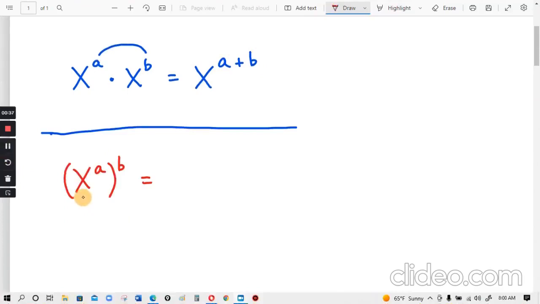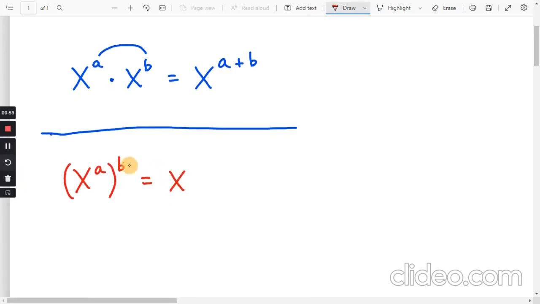Now, if you have a number raised to an exponent, and you raise that to another exponent using parentheses, then you just multiply the exponents. So here we have x to the power of a, to the power of b. You keep the x, and then you just multiply a times b for the exponent.